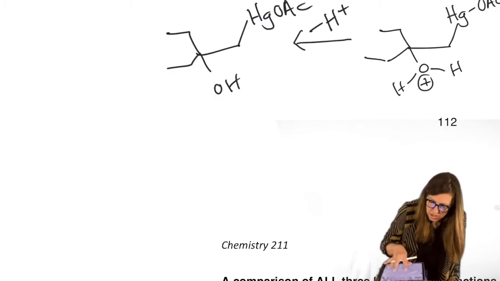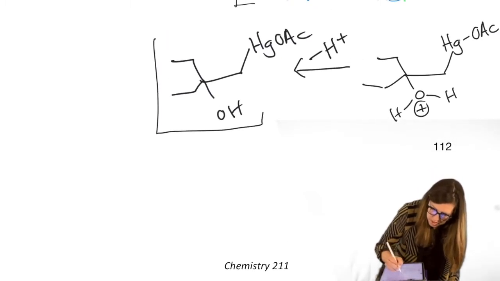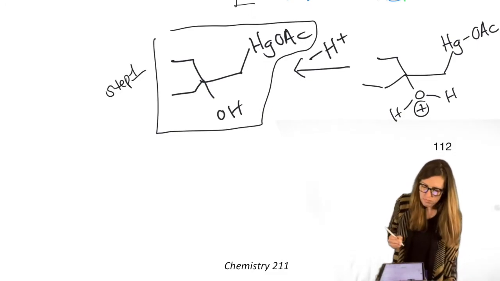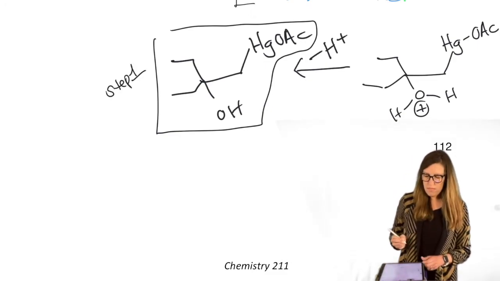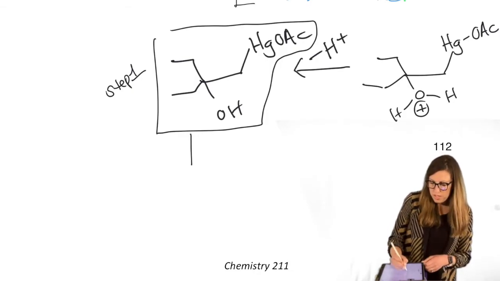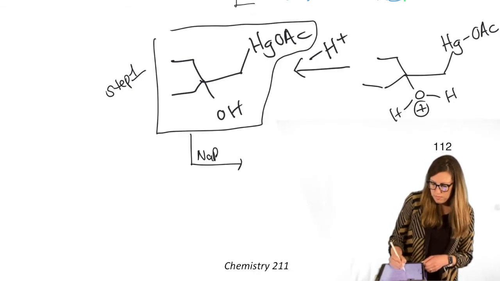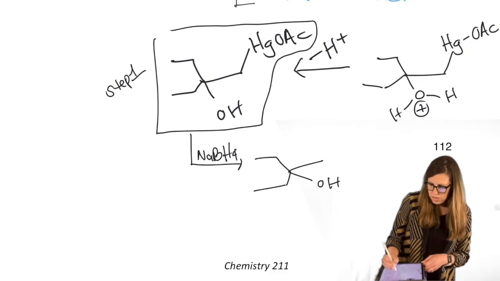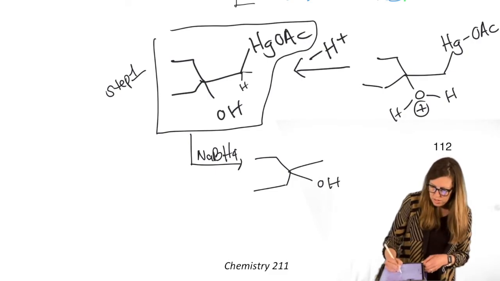Okay, so that actually gets us to the end of step 1. That's our step 1 product. Remember step 2 had sodium borohydride? And its job was to replace the HgOAc with an H. So remember there's 2 H's here. There's still 2 H's there. Those are the original H's in the alkene. New H from sodium borohydride.